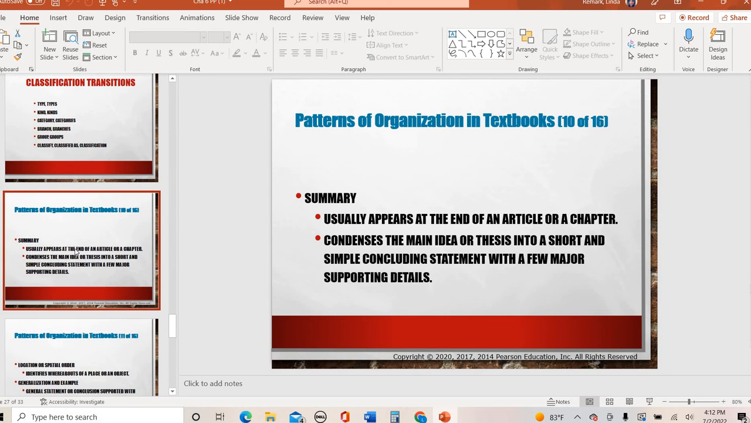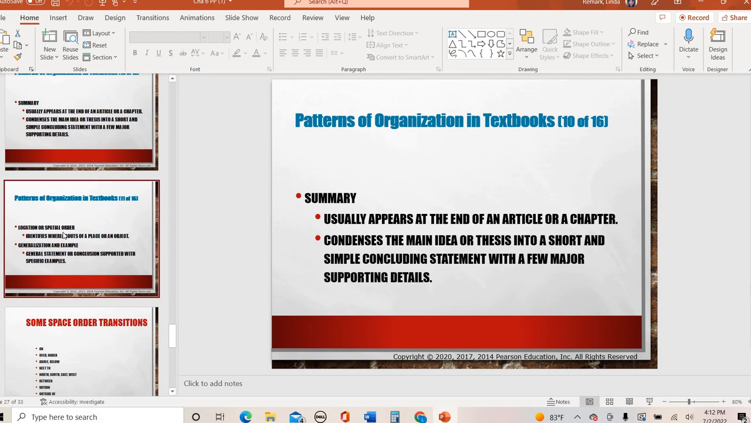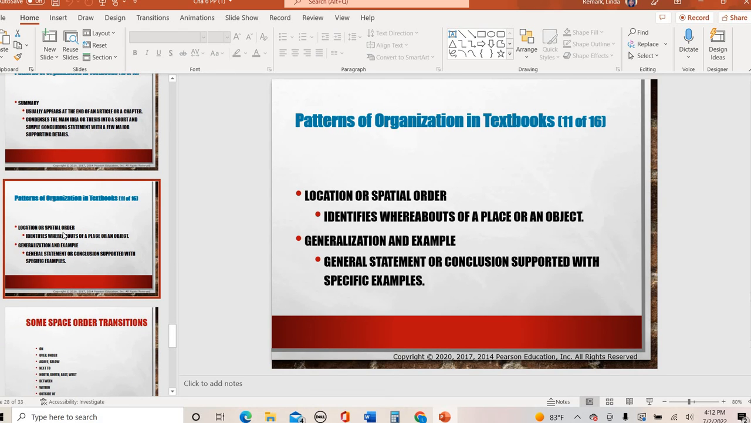Then we have summary, which I would say a lot of people are probably familiar with. It's toward the end of a piece of writing, or it could just be the end of a paragraph, like the last sentence. It's really when you're trying to condense all of your main points into one concise place. And you might say things like to summarize or in summary or in conclusion to let your reader know, hey, I'm trying to wrap this up. Then you also have what's called location or spatial order to show where things are located.